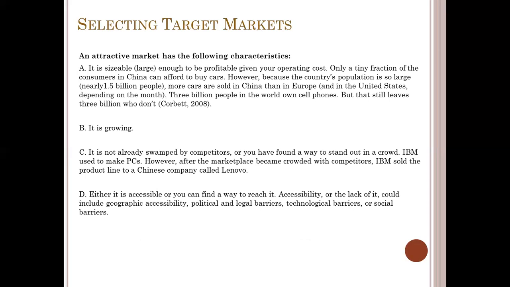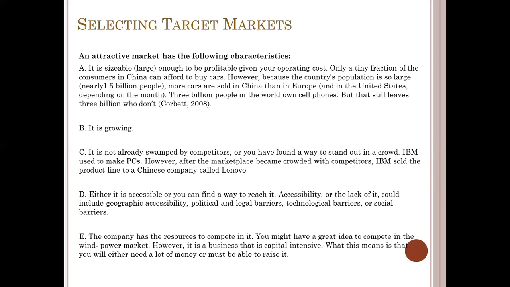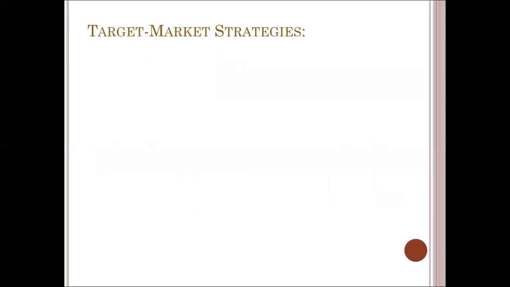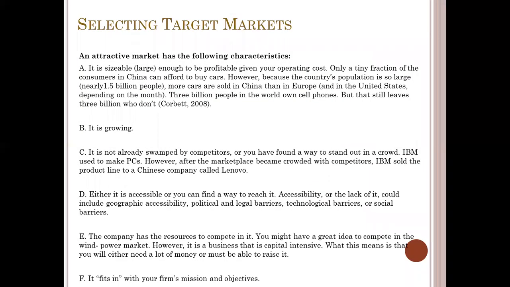Also, another characteristic that a target market should have is that it is either accessible or you can find a way to reach it. Accessibility or the lack of it could include geographic accessibility, political and legal barriers, technological barriers, or social barriers. And we have here, the company has the resources to compete in it. You might have the great idea to compete in the wind power market. However, it is a business that is capital intensive. What this means is that you will either need a lot of money or must be able to raise it. So these are the following. And also we have one last characteristic, F, if it fits in with your firm's mission and objectives.